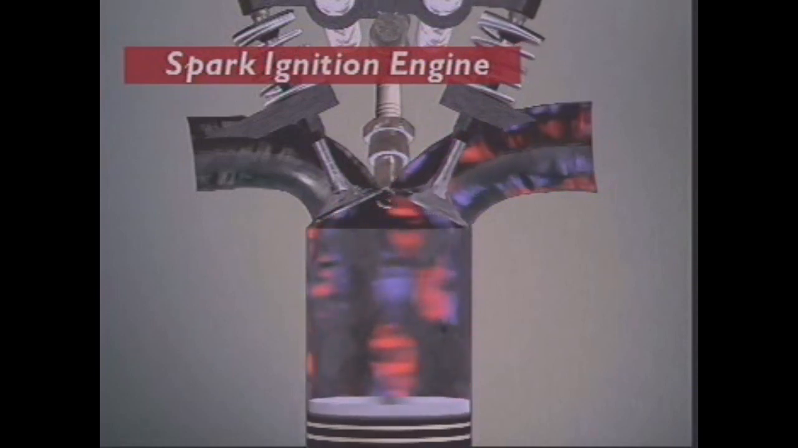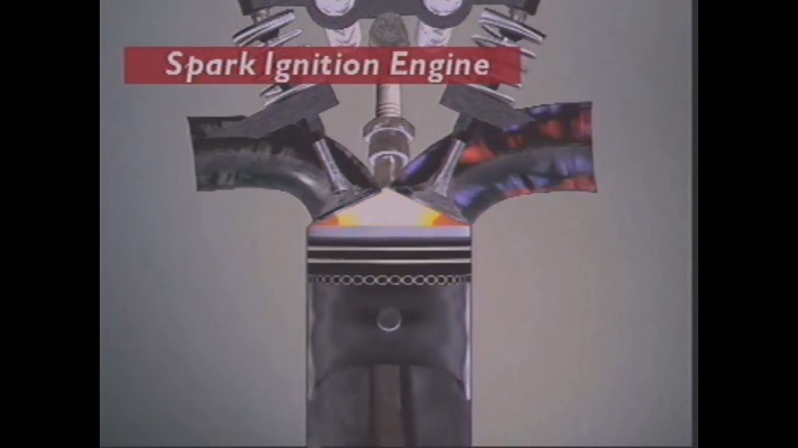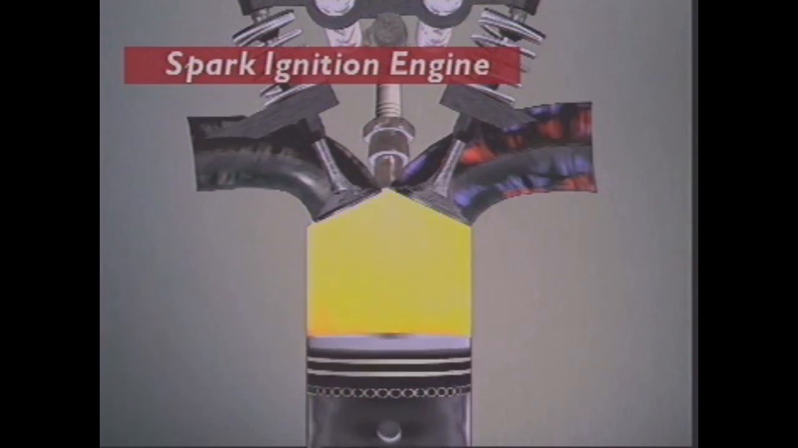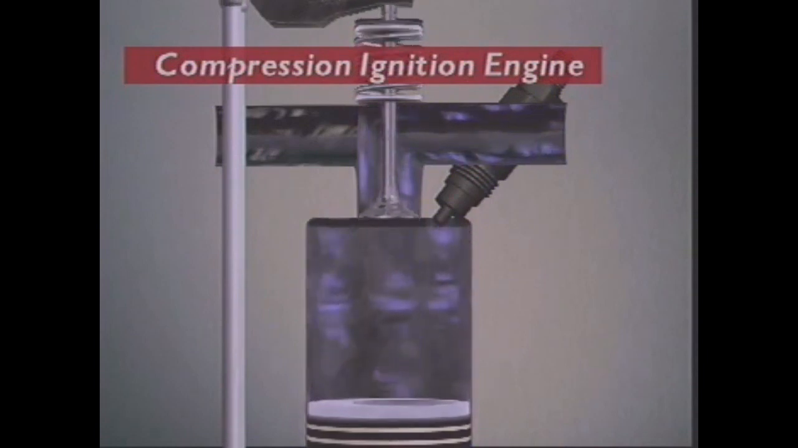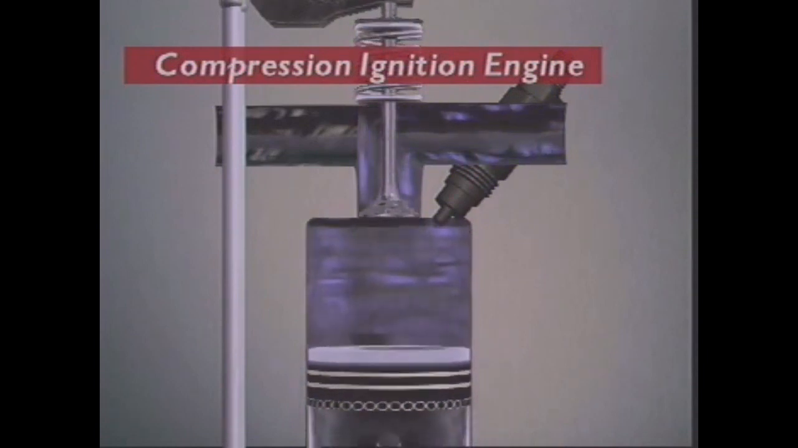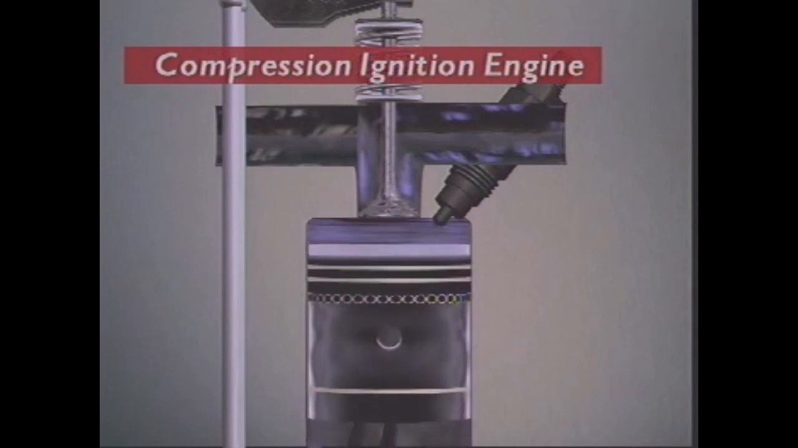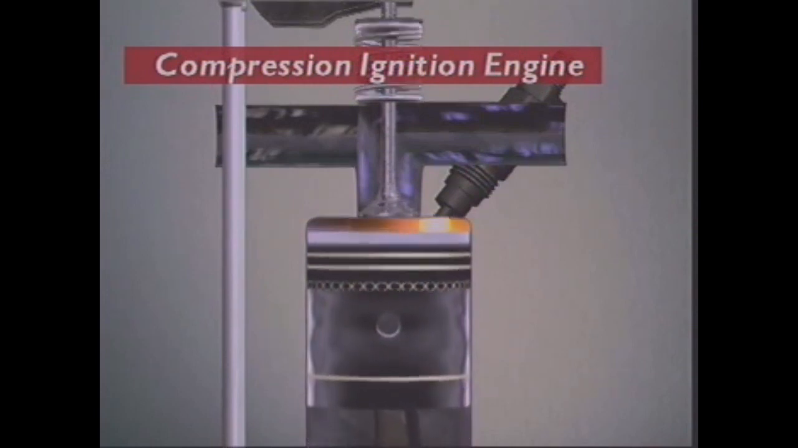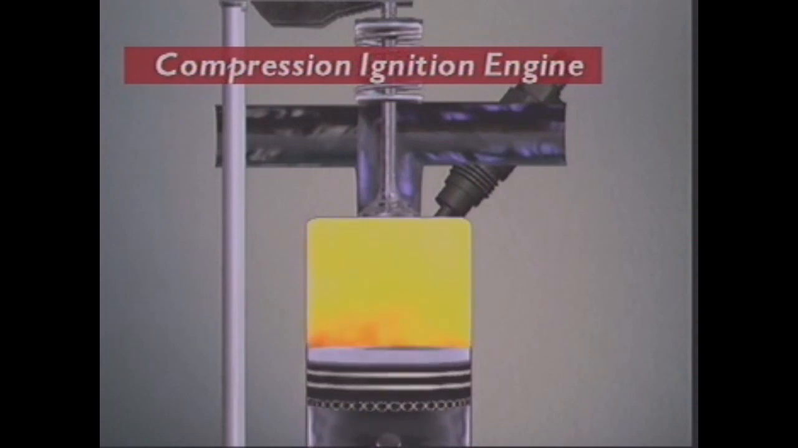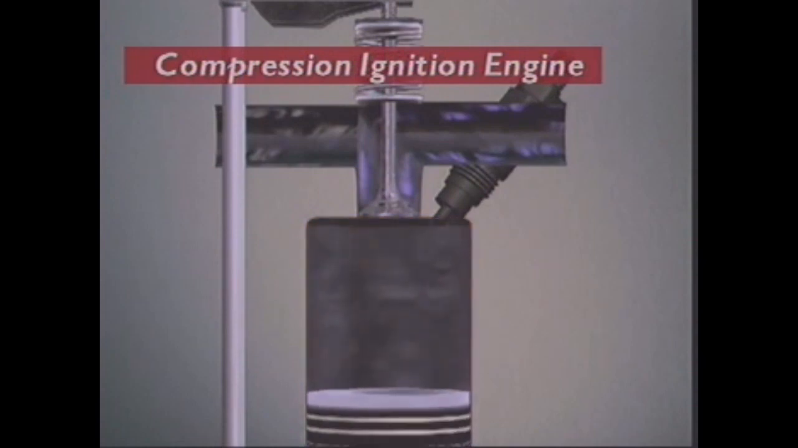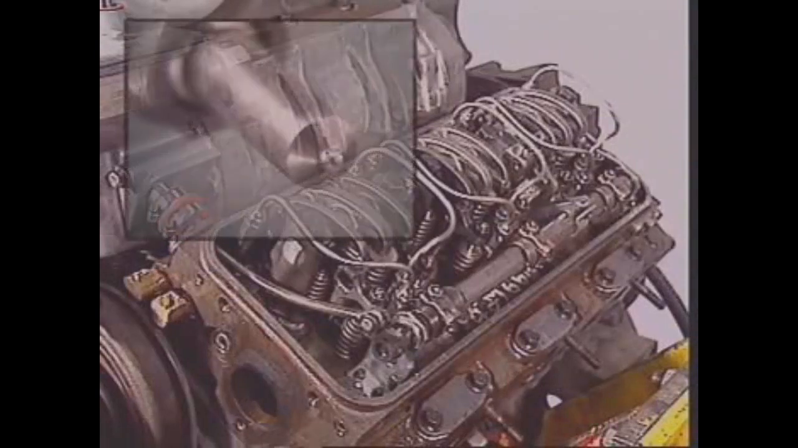In a petrol engine, fuel already mixed with air enters the cylinder and a spark plug ignites it. That's why petrol engines are called spark ignition engines. In a diesel engine, just air enters the combustion chamber first. It's then highly compressed and its temperature rises. Fuel is injected, it ignites due to the heat of the compressed air. That's why diesels are called compression ignition engines.